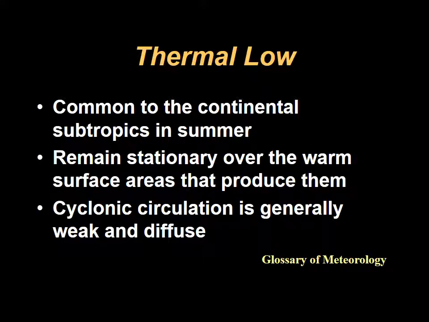You'll see thermal lows very frequently during the summertime in subtropical locations, even in the United States, the desert Southwest, where in Arizona and New Mexico temperatures soar into the 100-degree Fahrenheit range. You'll see thermal lows there all the time in the summertime. Now, these thermal lows really don't meander that much. They're not migratory weather systems. They're low pressure systems that result from the warm surfaces in those locations, and usually because of that, the circulations with these thermal lows are pretty weak and diffuse.